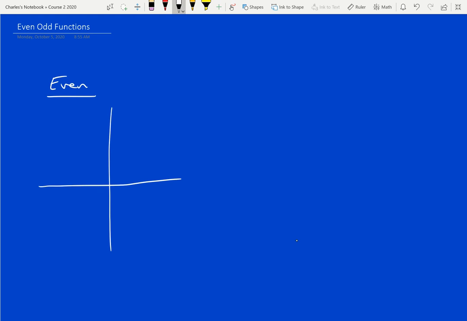But when a function is even, an example of a function that's even could be this. This is what I'm trying to draw, y is equal to x squared. And the reason it's even is because if you picture folding it down over the y-axis, it's symmetric. Okay, so a function that's even is symmetric about the y-axis.